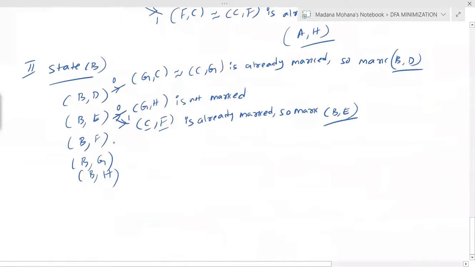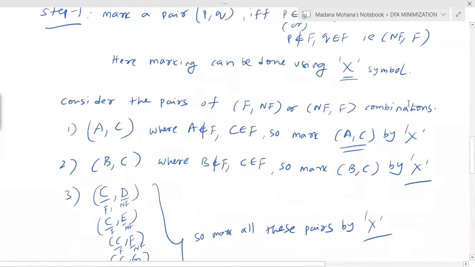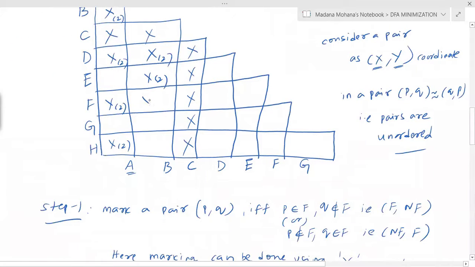Then the pair B comma F. Now B comma F on 0, first find out. Here you will get G comma C, but we don't have GC, but we have CG. CG is already marked. Why? Because it is a combination of final and non-final. So mark the pair B comma F. Now we have to mark the pair B comma F.